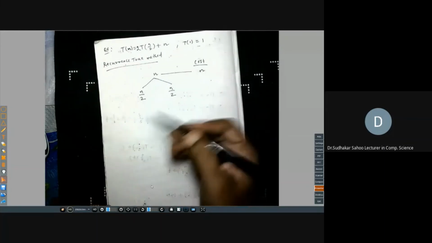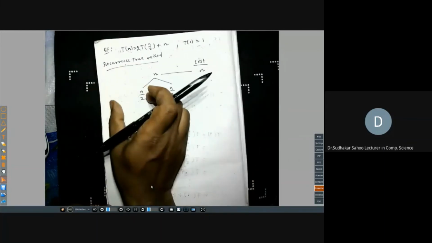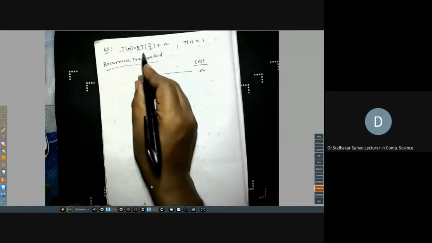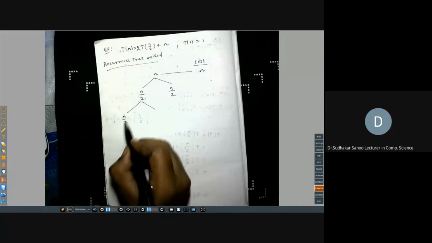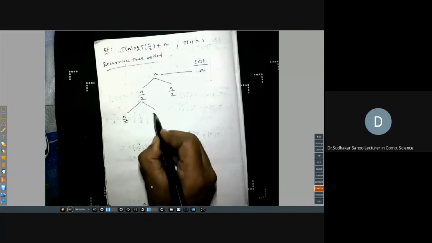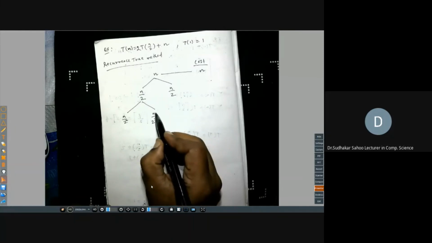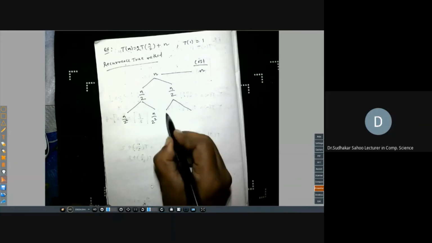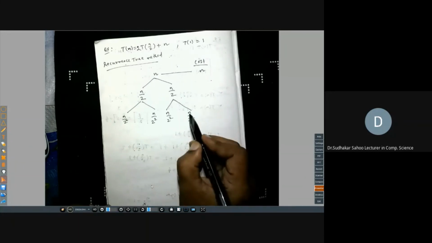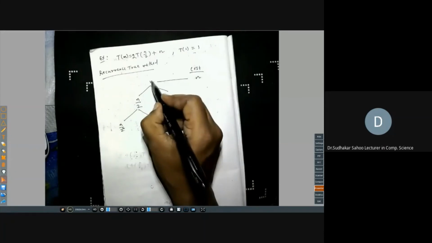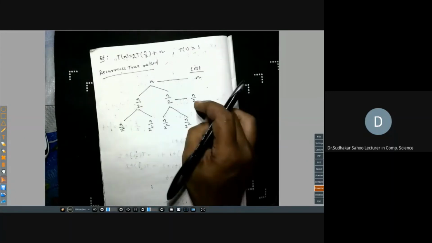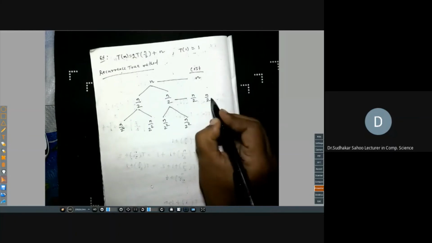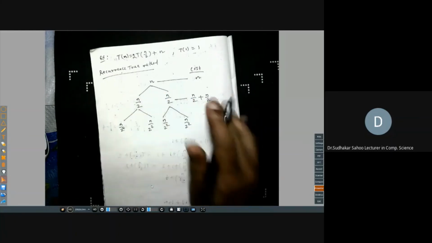And you can repeat it. When it is again a smaller problem that is again difficult to solve, you again divide into two parts, n by 2 by 2, so n by 4, n by 2 square. Again n by 2 square. Again you are dividing. If the array size is n, then the cost is n. When the array size is n by 2, at this level, the cost for this division is n by 2, and for this division the cost is also n by 2. So the total cost will be this plus this, which is again n.